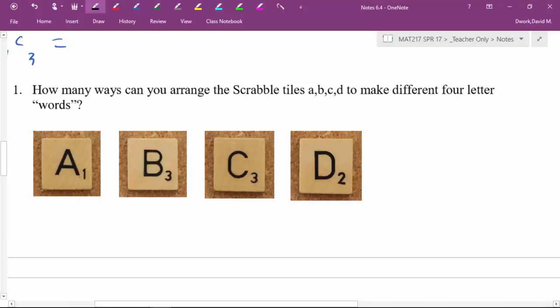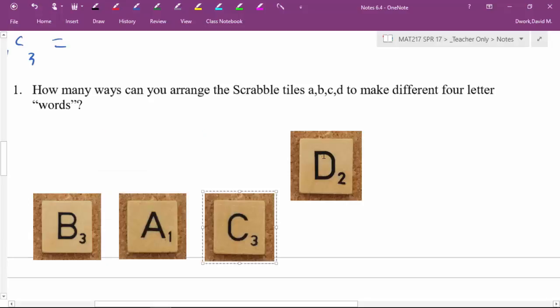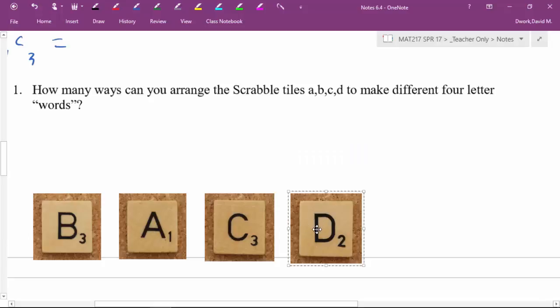But the idea is just you have these 4 Scrabble tiles, and we're going to arrange them to make different words. Now, ABCD clearly isn't a quote-unquote word. That's why I have it in parentheses, but we're going to count it. So that would be one arrangement. And I could take this and move these around and make it go maybe something like this. So now I have backed. That's another quote-unquote word, right? So how many different ways are there for me to arrange these tiles?